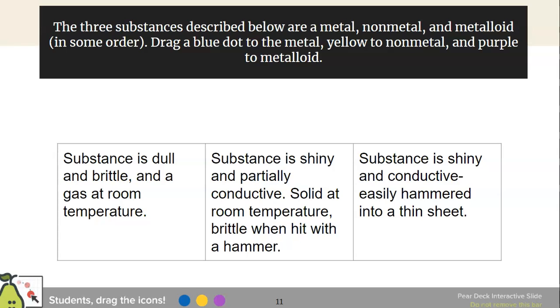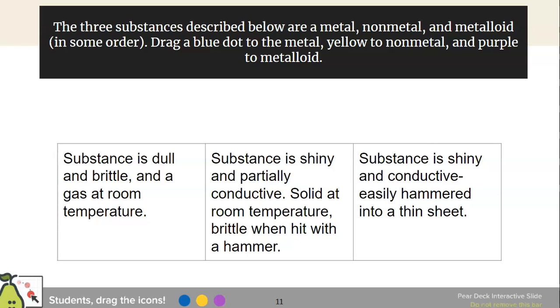The second says the substance is shiny, which is a metal property, and partially conductive. Solid at room temperature, which could really be either. Brittle when hit with a hammer, so that's a nonmetal property. So it looks like this has a mixture of metal and nonmetal properties, so our best guess would be that the second one is a metalloid.